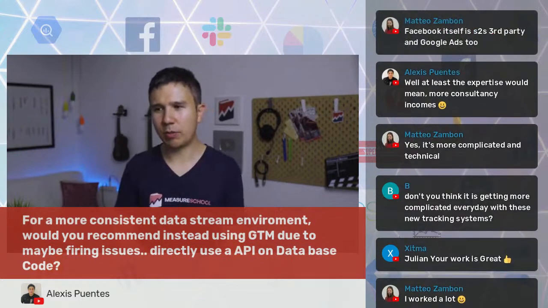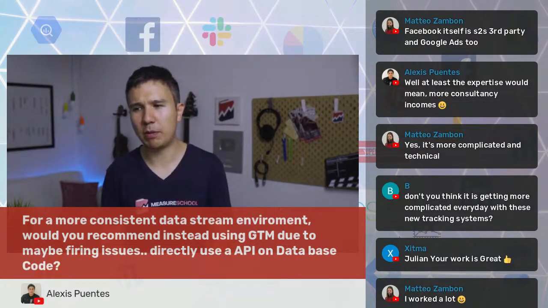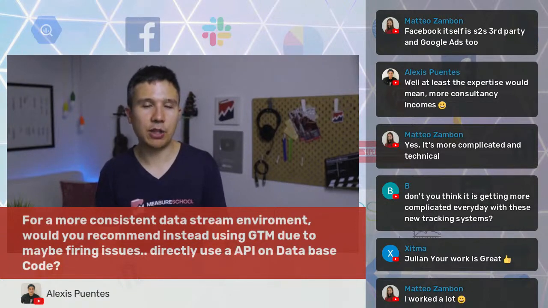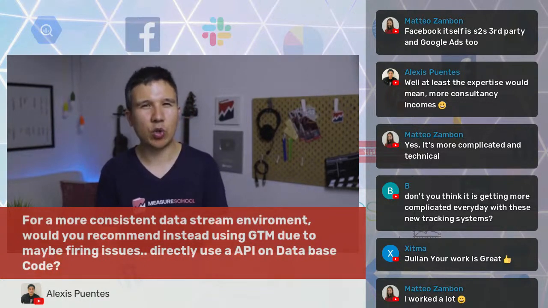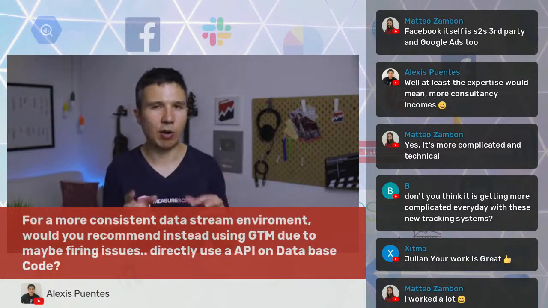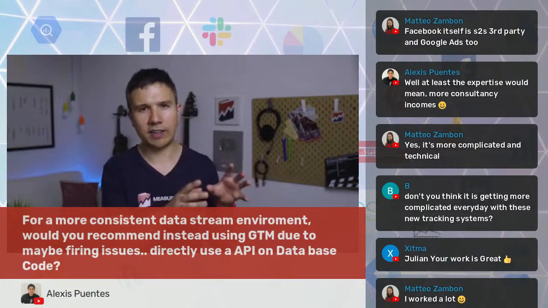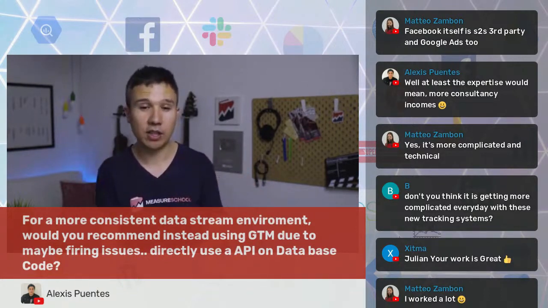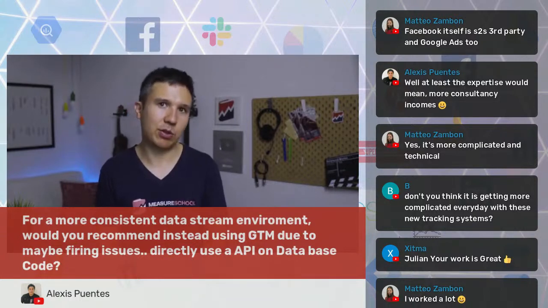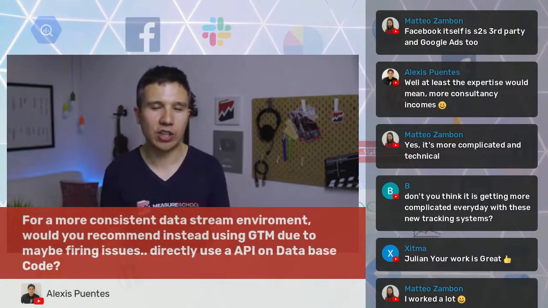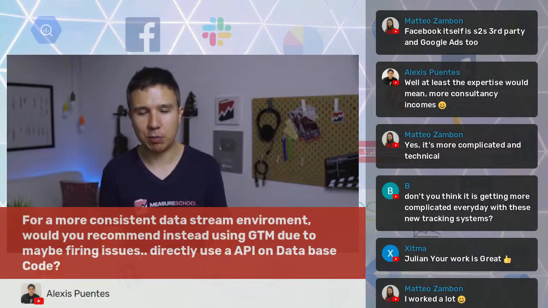For a more consistent data stream environment, would you recommend using GTM, due to maybe firing issues, or directly using an API at the database code? Yeah, that would be server-to-server tracking, or actually server-side tracking, right? Now, what we are doing with Google Tag Manager is actually server-side tagging. So Google Tag Manager is our proxy. We're first sending it over to Google Tag Manager server-side, and then from there over. And that could lead to problems. Anytime you have the ability to use server events directly, that could be a more reliable method, because you don't deal with anything the user is blocking in their browser, for example.